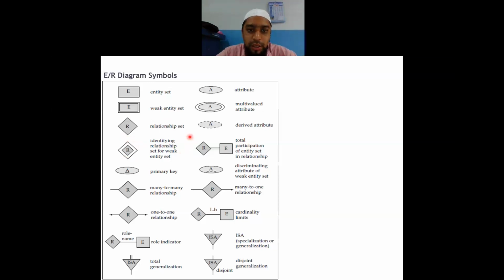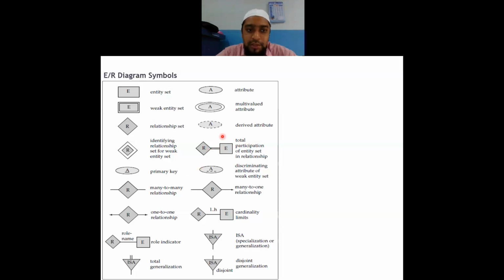Now, till this point, I think all the diagrams are clear. Here comes one more thing. Participatory constraints we have seen. If I say that there is one entity set such that all the entities in this entity set are participating in this relationship, then it is called total participation. So there will be a double line given over here, not a single line.